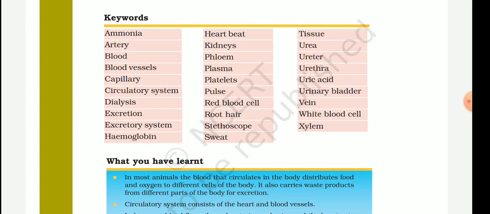Excretion, you all know, removal of the waste from the body is known as excretion, and the system through which excretion happens is the excretory system. It includes the ureter, urinary bladder, kidney, urethra and all these.